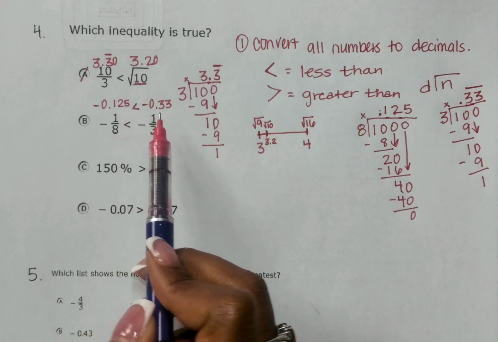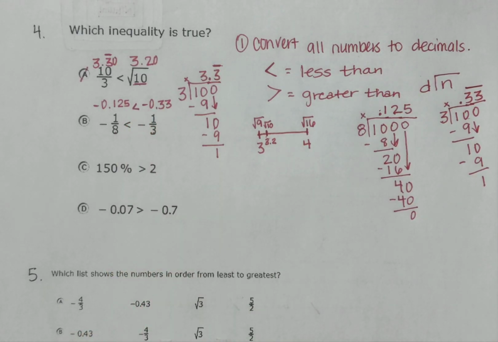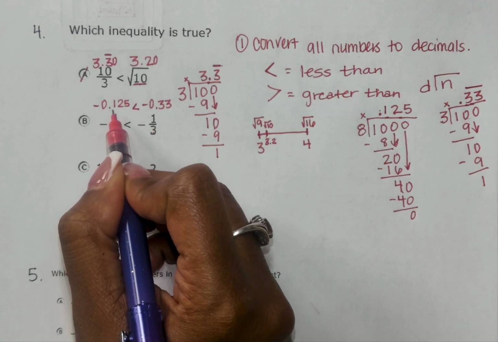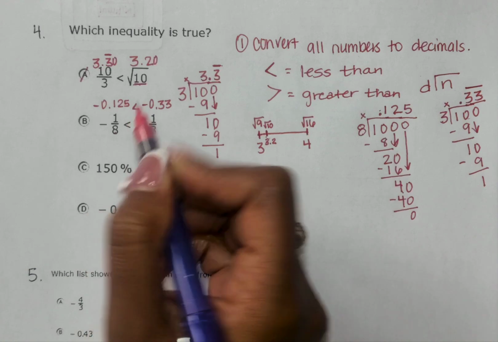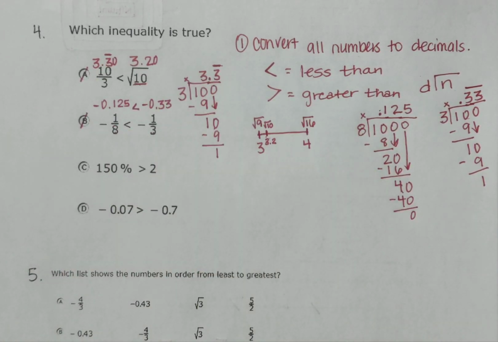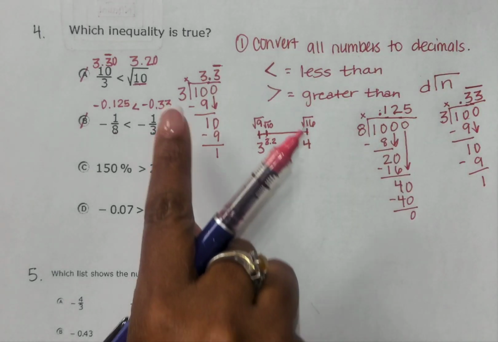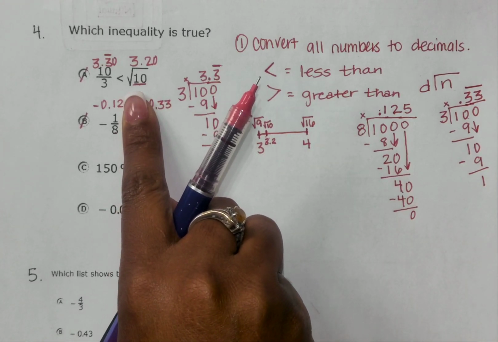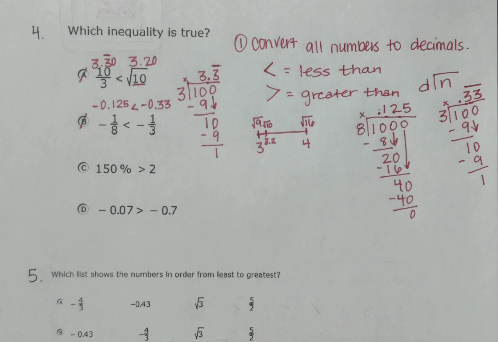So when I ask myself, is negative 0.125 less than negative 0.33? That is false, because negative 0.125 is greater than negative 0.33. And I know we get a little confused with negative numbers, but just remember, the bigger the negative number appears, the smaller it actually is. So it's like saying, would you rather owe someone 33 cents or would you rather owe someone 12 cents? Well, I would rather owe someone 12 cents because I would have to give them less of my money, and therefore making that a greater number.